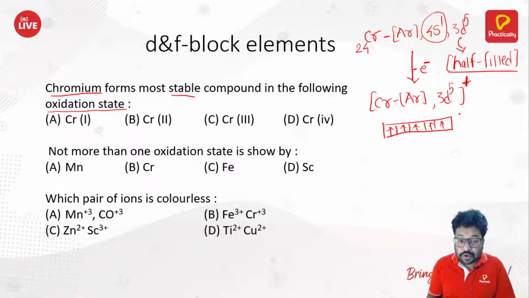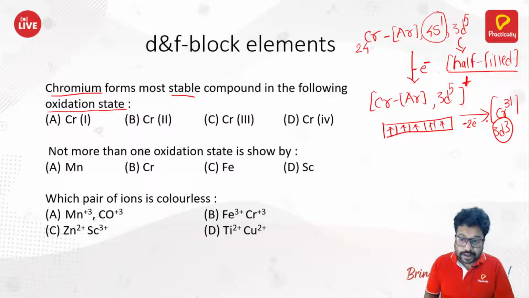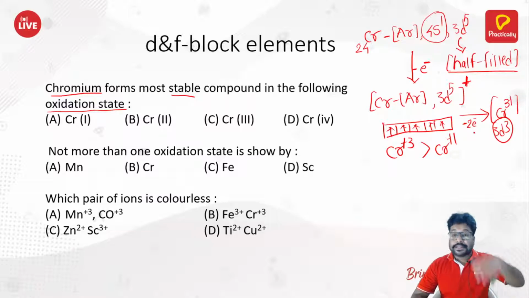Okay, so this chromium can lose a further 2 electrons to give you chromium 3 plus. Now chromium 3 plus is what? It's a 3d3. Now in reality, this 3d3 of chromium, where chromium is in a plus 3, is more stable. Your chromium is more stable in a plus 3 than in a plus 1. Now you might ask, sir, why? Because in a plus 1 it was a half filled d orbital, and we all know half filled orbitals have extra stability. Yes, that is true always.